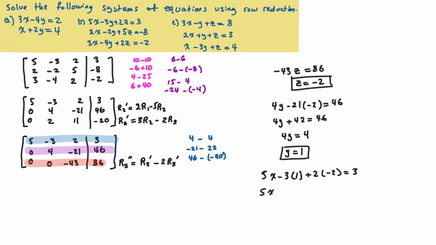We got 5x minus 3 minus 4 is equal to 3. I'm going to add 3 and 4 to both sides. I'm going to get 5x is equal to 3 plus 4 plus 3, which is 10. Divide both sides by 5 to get the x value is equal to 2, and I get another very nice round number, and this will be my solution for x, y, z.